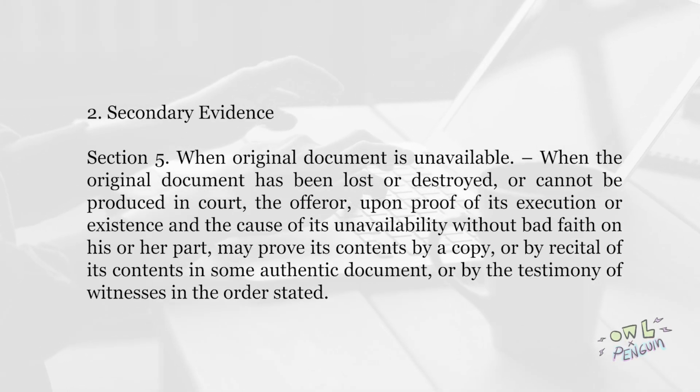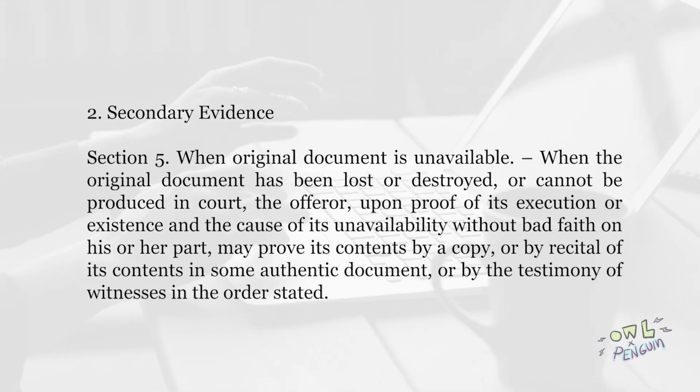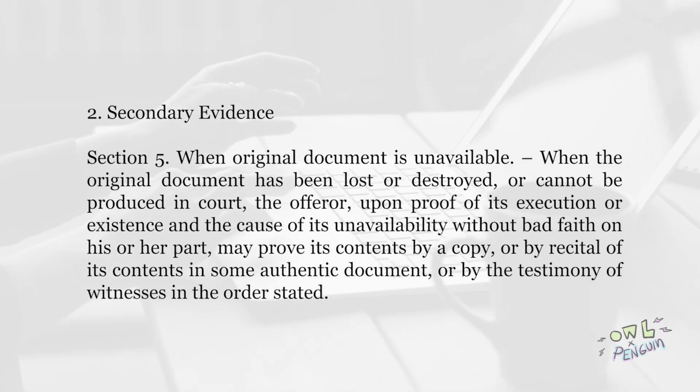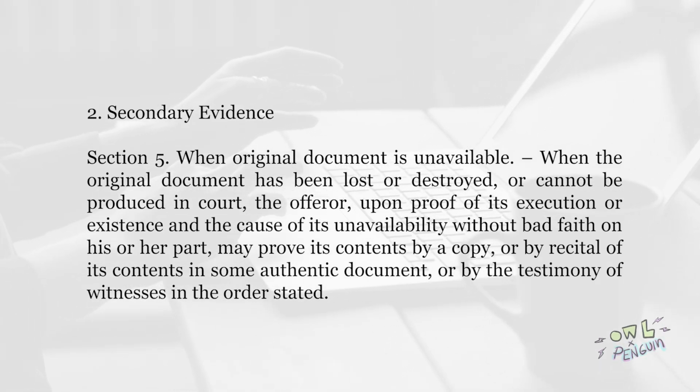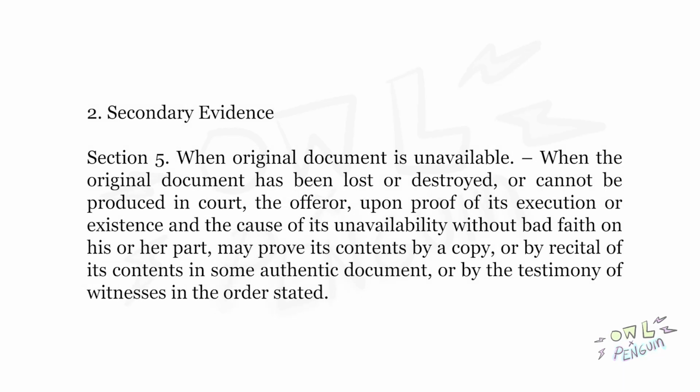2. Secondary Evidence. Section 5. When original document is unavailable. When the original document has been lost or destroyed or cannot be produced in court, the offeror, upon proof of its execution or existence and the cause of its unavailability without bad faith on his or her part, may prove its contents by a copy, or by recital of its contents in some authentic document, or by the testimony of witnesses in the order stated.